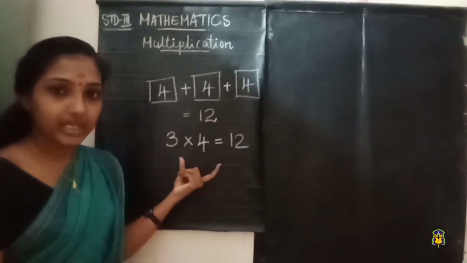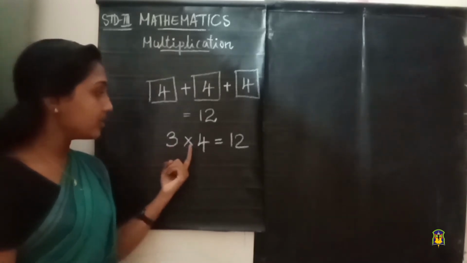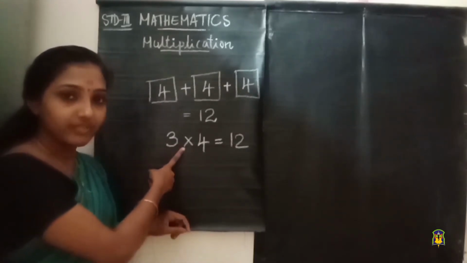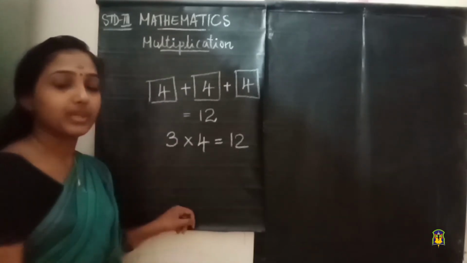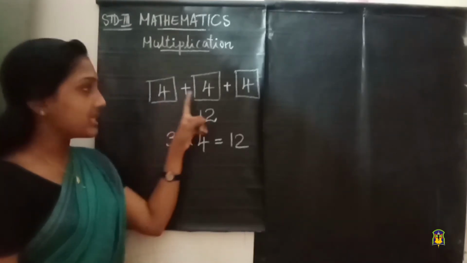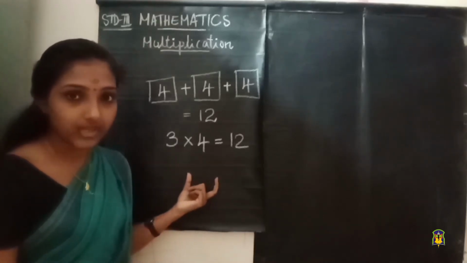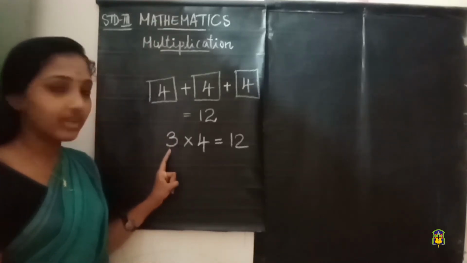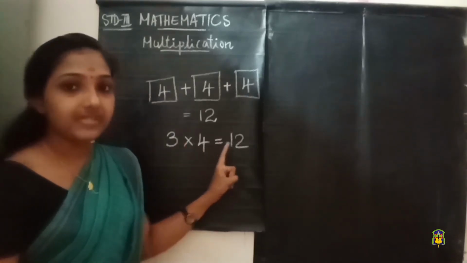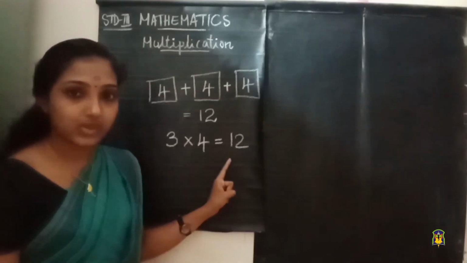So in multiplication we write it like this: 3 into 4 gives 12. This is the symbol for multiplication. So multiplication is called repeated addition. We are repeatedly adding the same number and it is called multiplication. So how are we reading this? 3 times 4 gives 12.